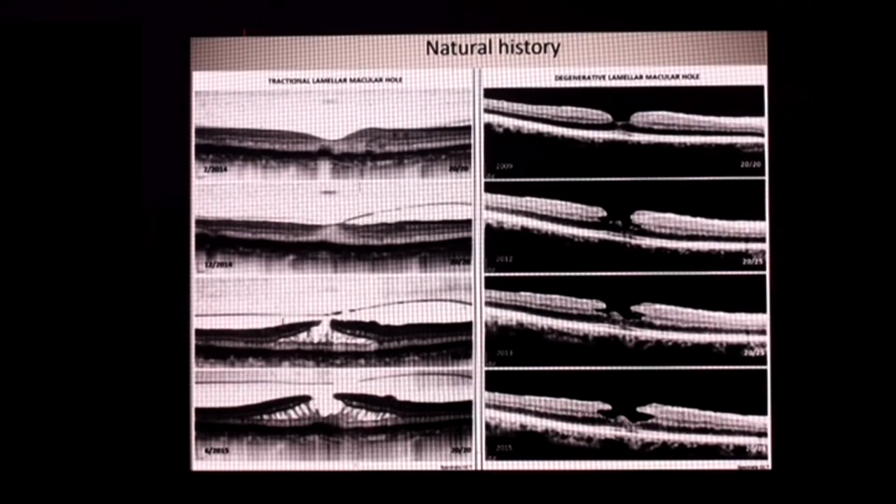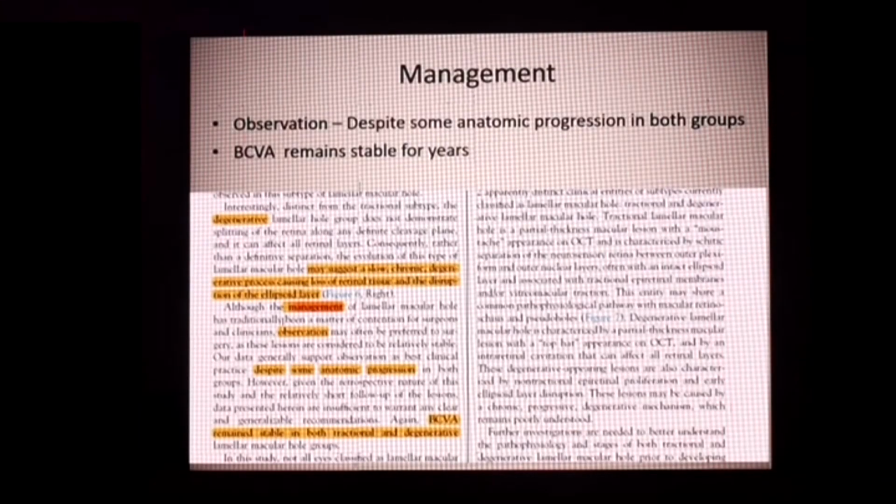The natural history, if you see, the tractional type progressed more rapidly in concordance with any traction pathology, and ongoing dynamic changes are always there with the tractional one, versus the slow progression typical of many degenerative conditions, but the vision did not change between the two different types that they described. Management, I think, despite some anatomic progression in both groups, they claimed that because of the slow progression, there is not much to do in these patients except to observe.